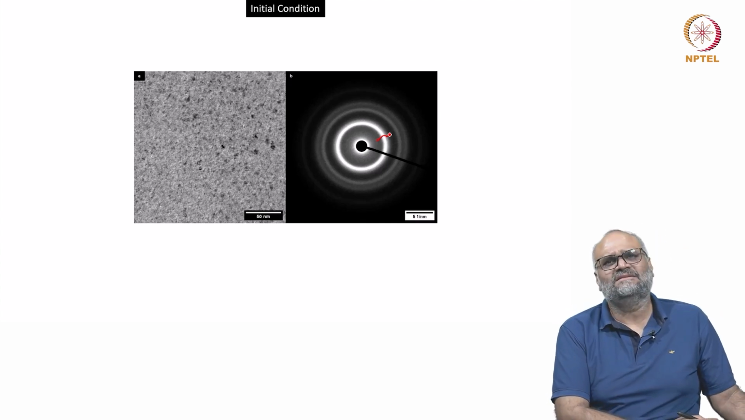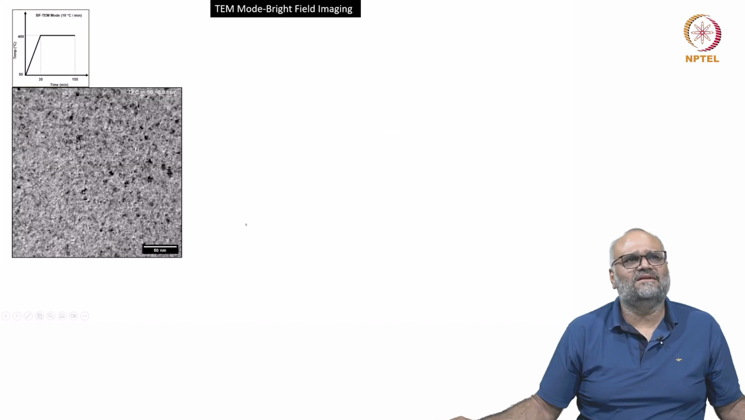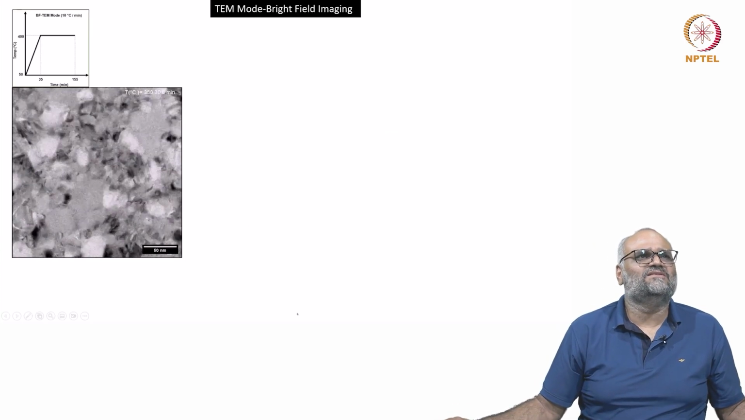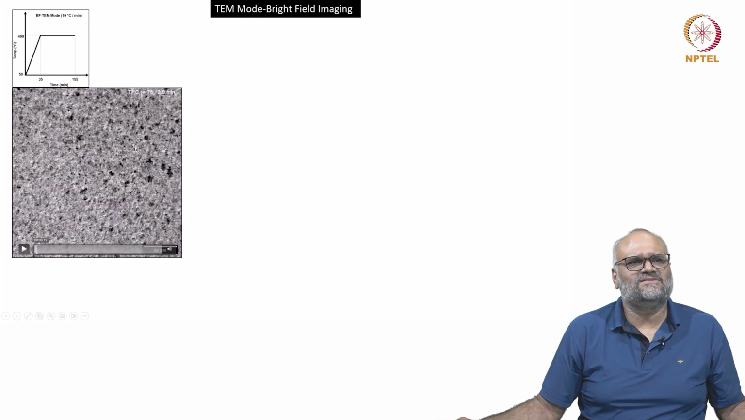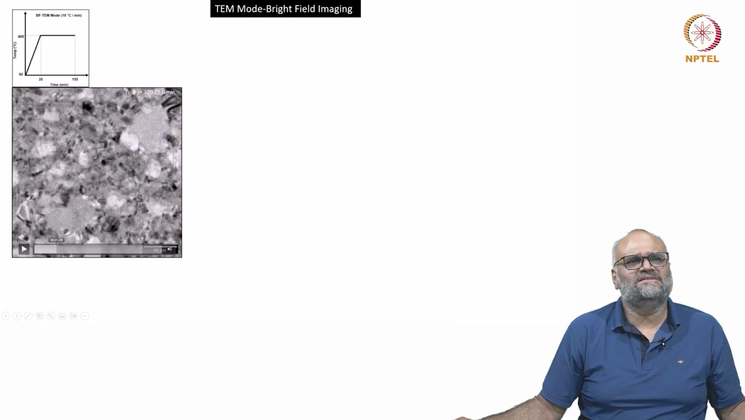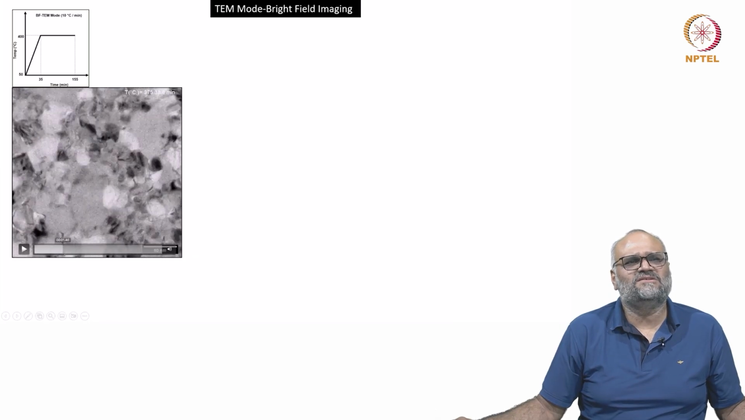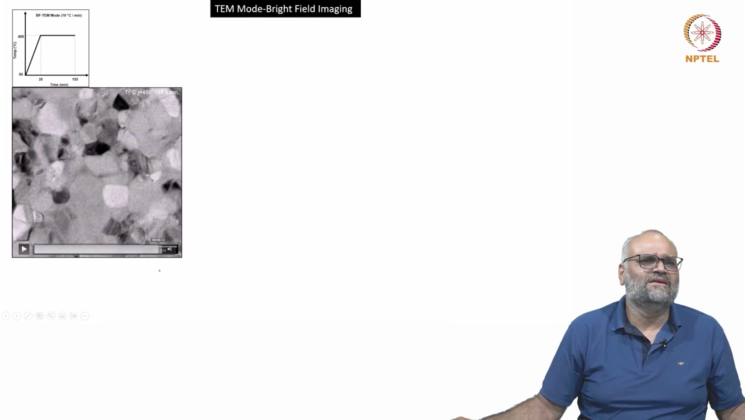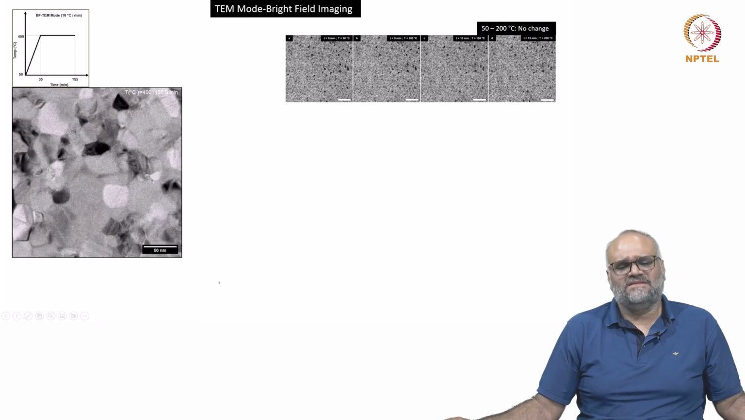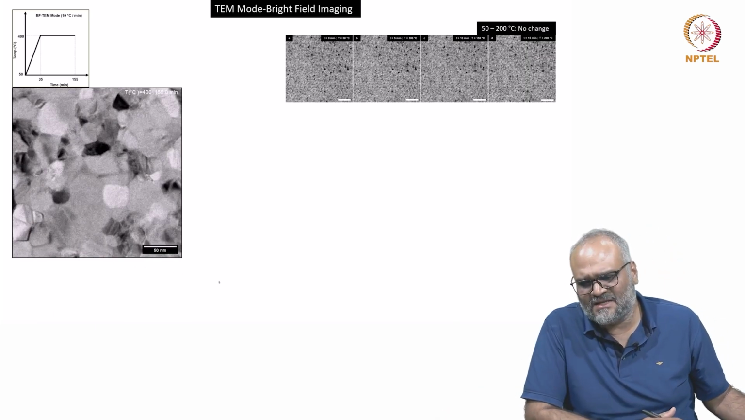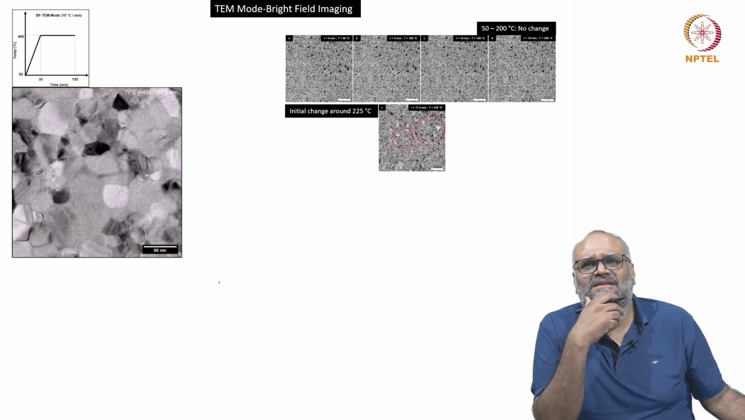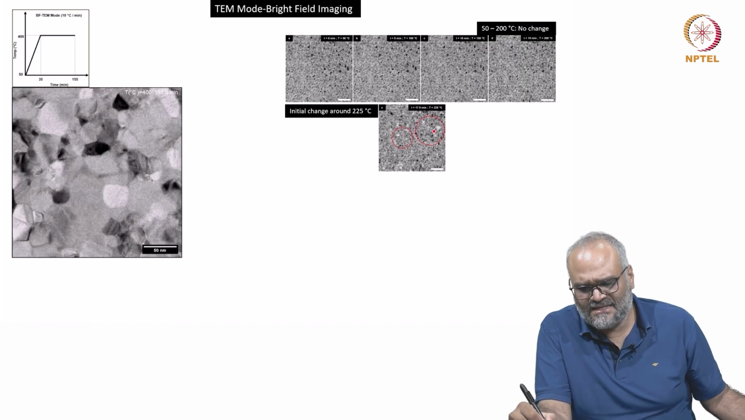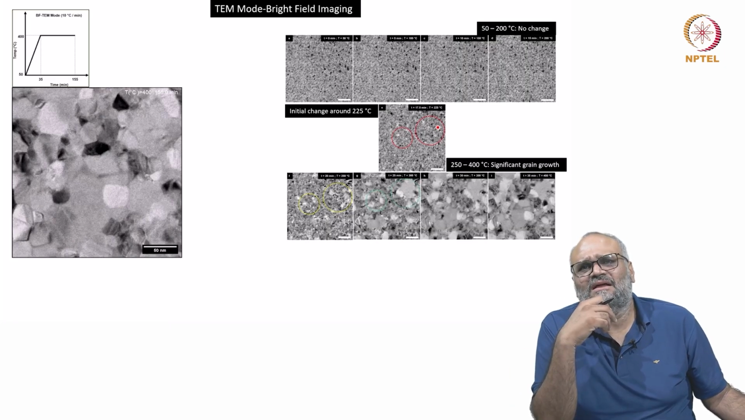When you start heating this material, you notice that as you hold it isothermally at 400, there is a significant change in the grain size. So starting from something like this, all of a sudden there is this explosive growth in the grain size at some temperature. If you check how the grain size changes with temperature, up to 200 degrees centigrade there is no change, then around 225 you start seeing some grains appearing, and beyond 250 there is significant grain growth.